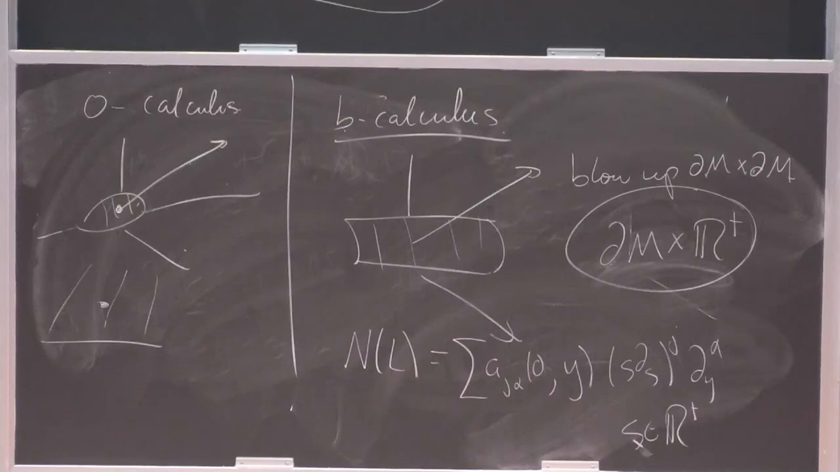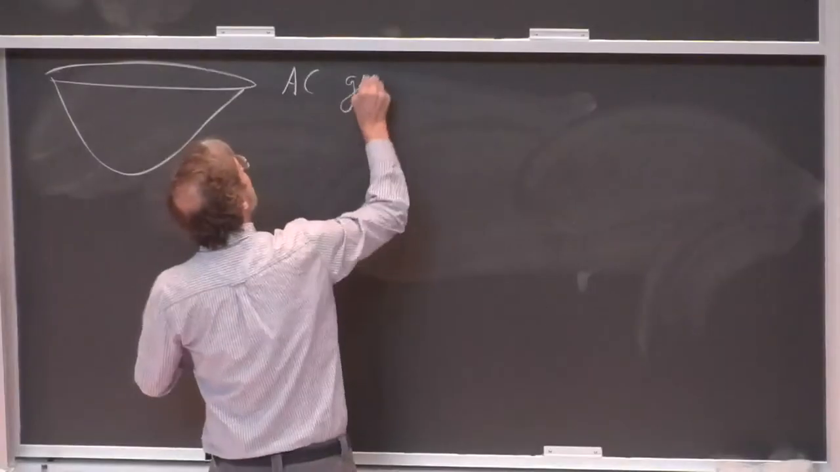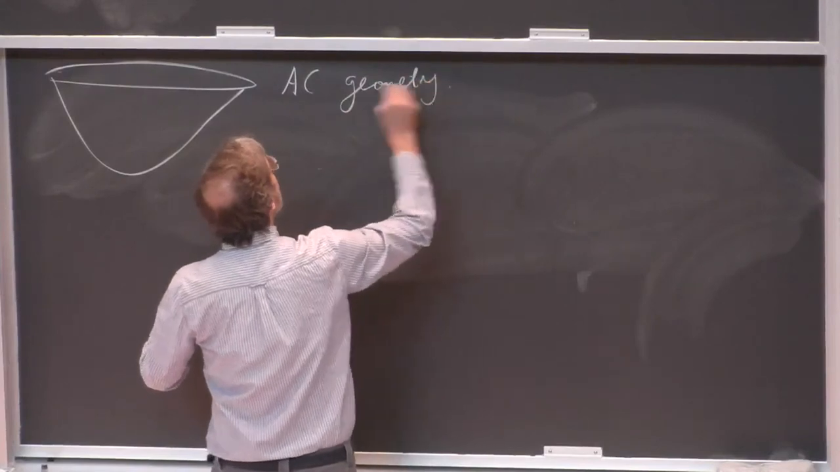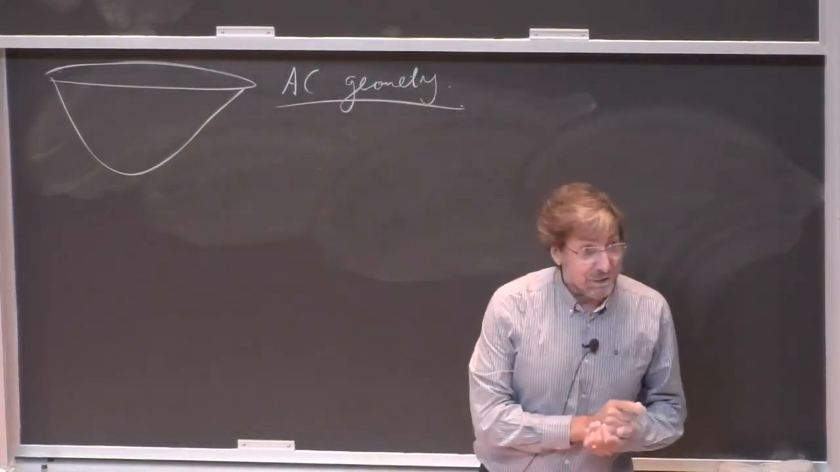Okay, so in the last 10 or 15 minutes, I want to talk about one last class of examples. I'm not doing anything that's really complicated geometrically. These are all pretty standard and classical things, but I just want to exhibit three rather different types of degeneracies. So we talked about the zero calculus, the asymptotically hyperbolic geometry, the B calculus, which is asymptotically cylindrical, and the last one I want to talk about is asymptotically conic. So this AC geometry.